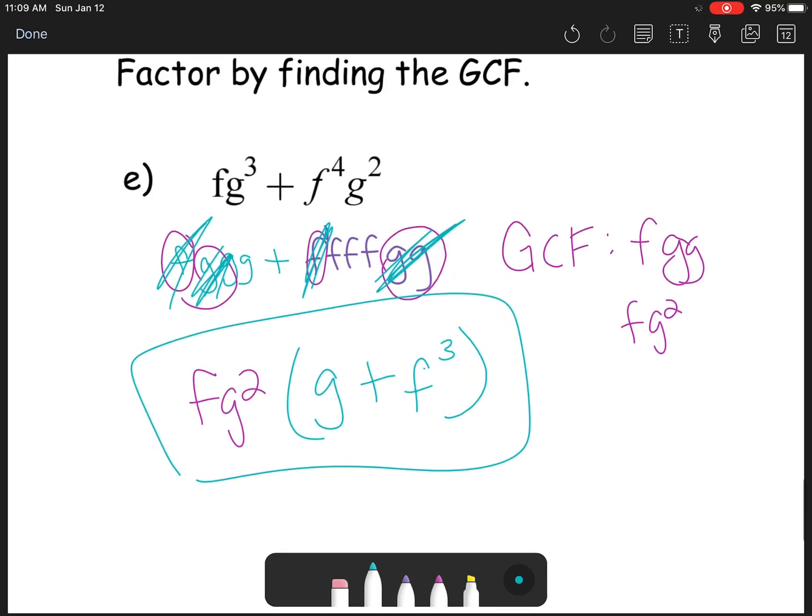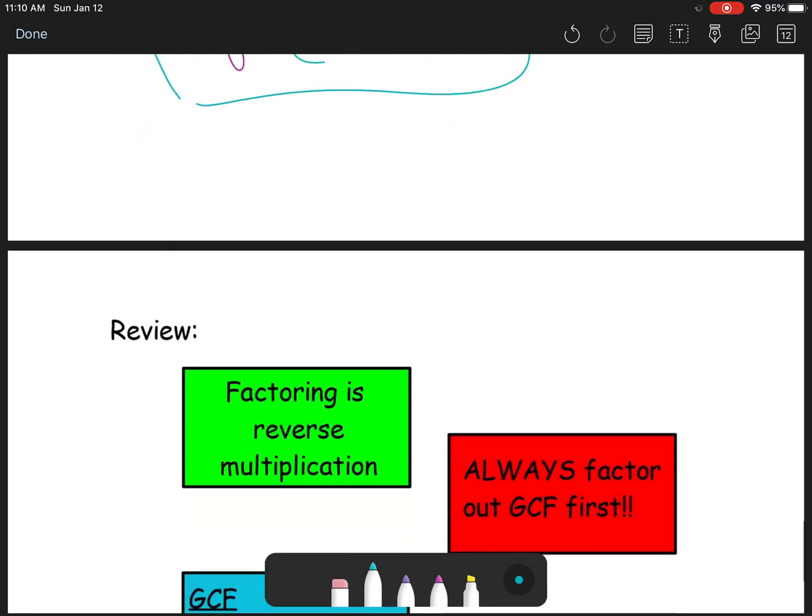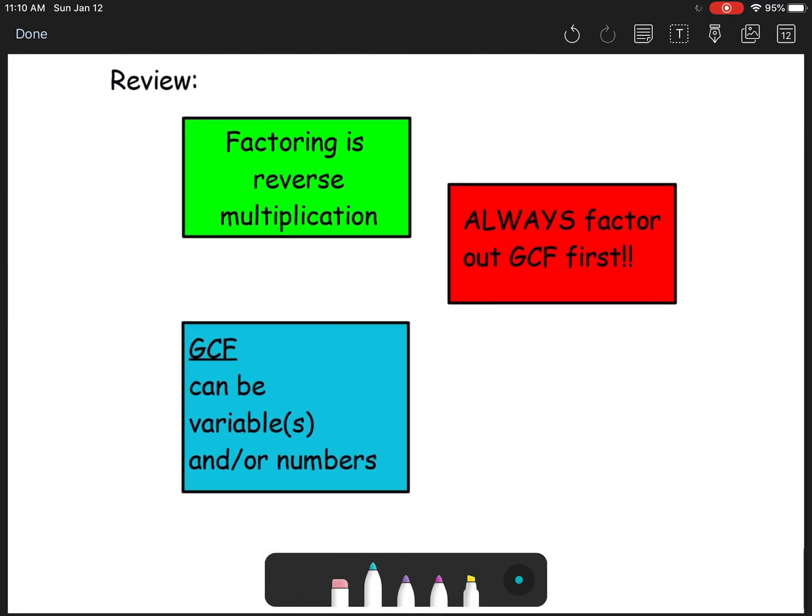You just look at the terms in your problem and you figure out what, if anything, goes into both of those terms. So it's just that reverse multiplication. We're going to talk about factoring for the rest of Unit 7. So we always look for the greatest common factor first. And remember that the greatest common factor can be variables and or numbers.